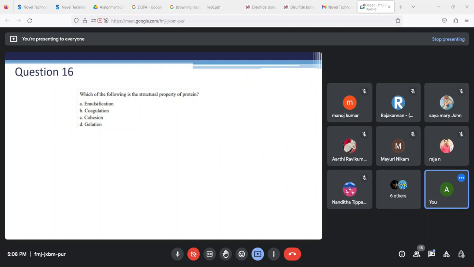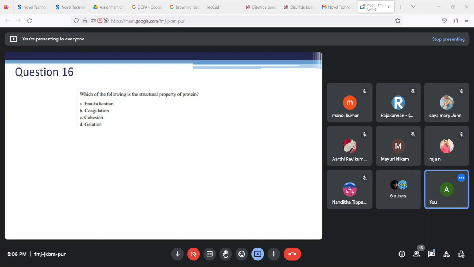Moving to question 16. Which of the following is the structural property of the protein? A. Emulsification, B. Coagulation, C. Cohesion, and D. Gelation. So all four of these are different processes that you see when you have protein in your food system. So which of these is related to the structural property of the protein? Cohesion. Yeah, so cohesion is involved in the structural property of the protein. What about the other three?